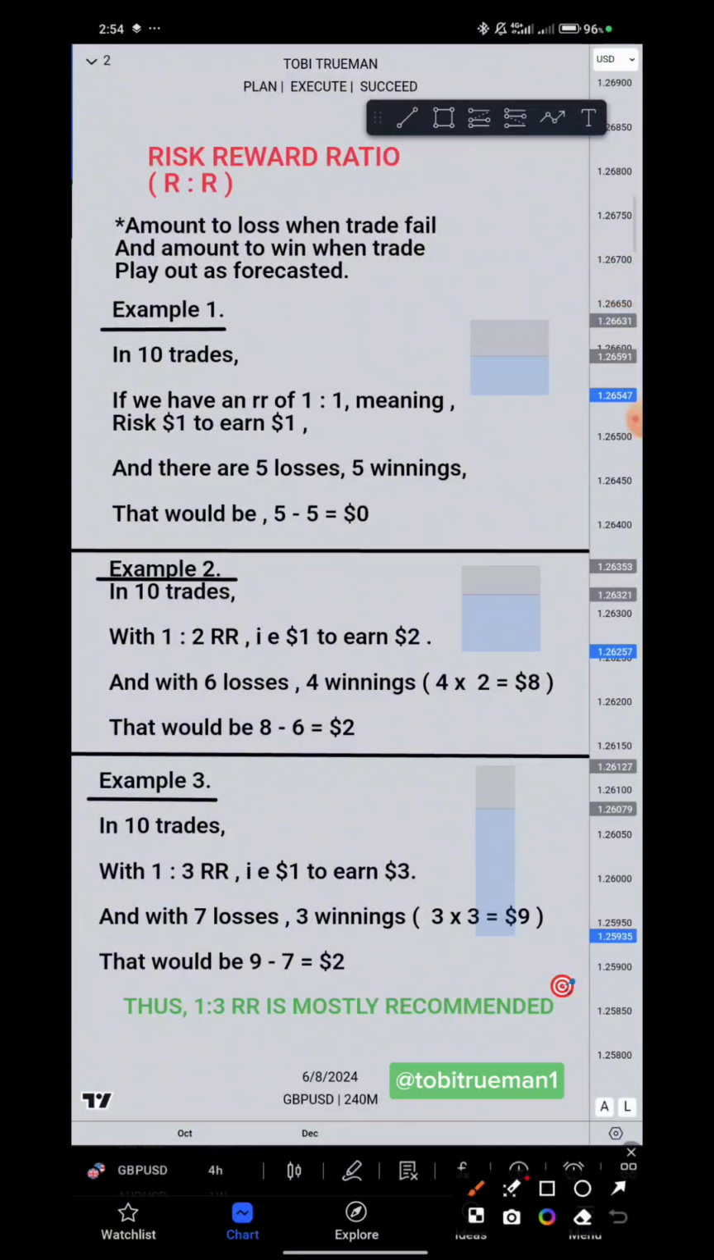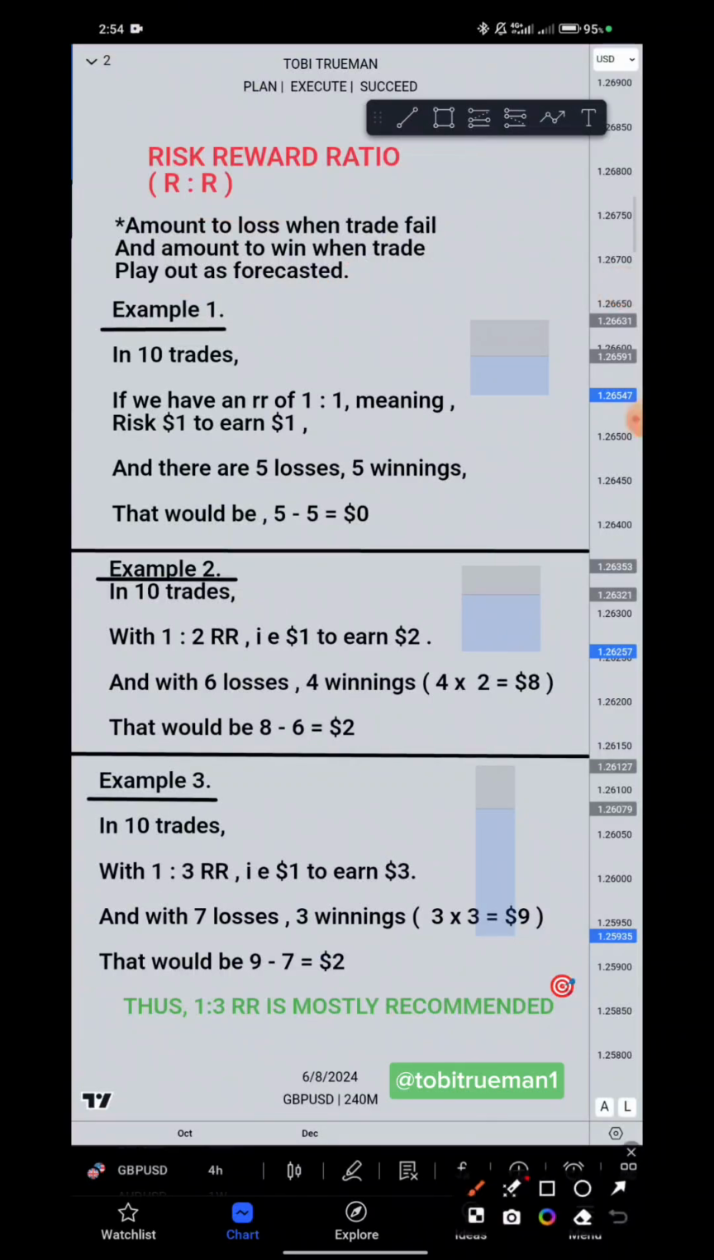Okay, now coming to the risk reward ratio, what it means simply is the amount to lose when a trade fails and the amount to win when the trade plays out as forecasted. When you are in a trade, you need to know how much you are going to lose, if it's $1 or $2, and how much you want to win. Just like gamblers looking for odds, if you are given 2 odds or 3 odds, you know how much you are going to put. If it plays out, good. If it doesn't play out, you know how much you are going to lose.